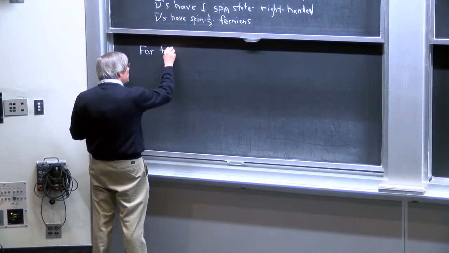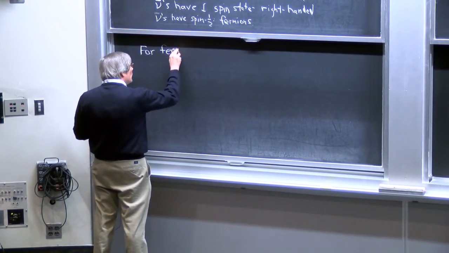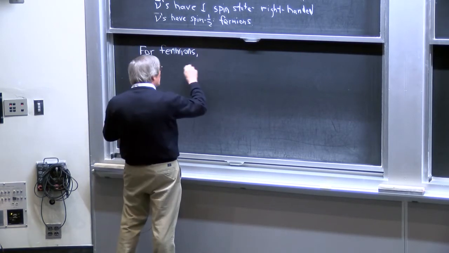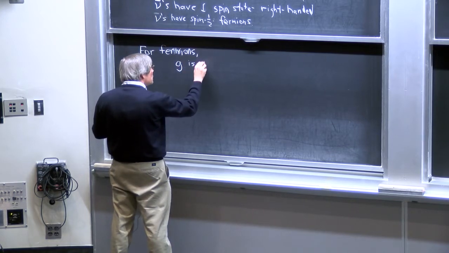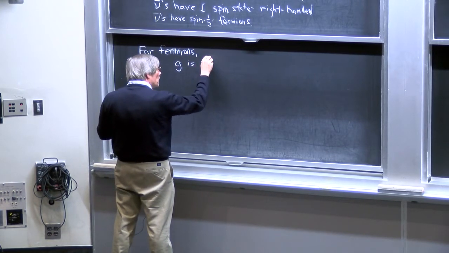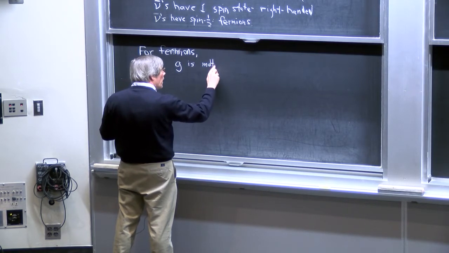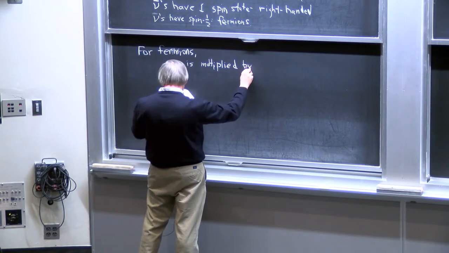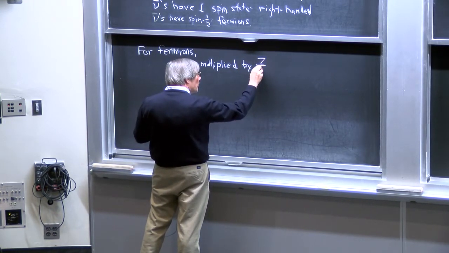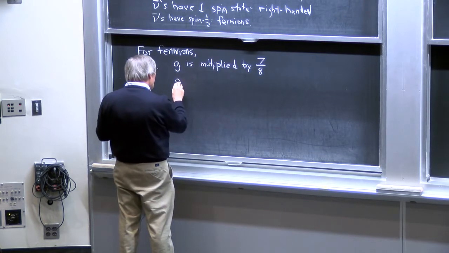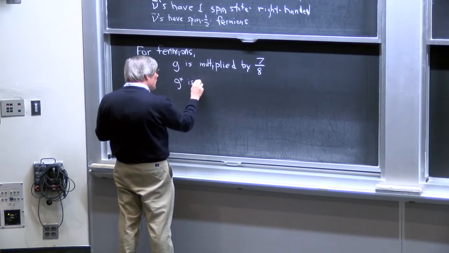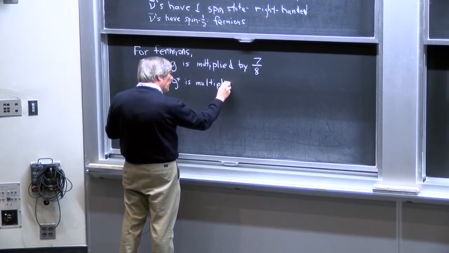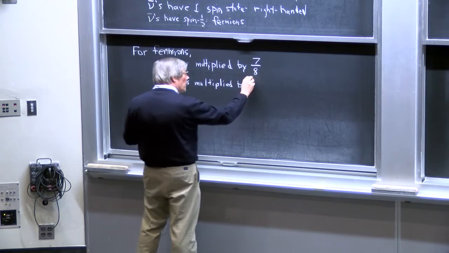So for fermions, g gets an extra factor that is multiplied by seven-eighths, and g star is multiplied by 3/4.